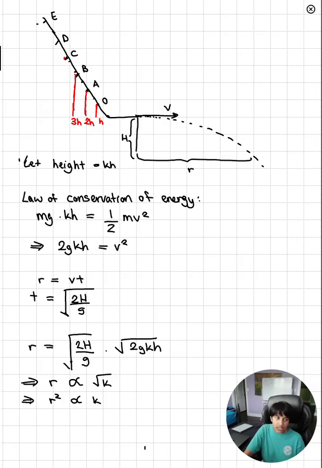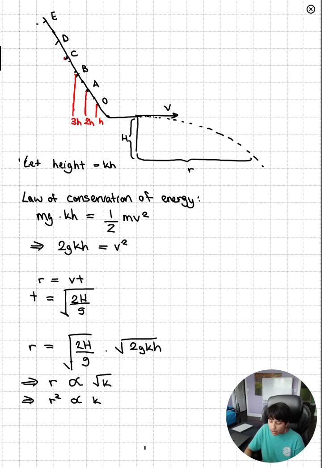Okay, so since it's at a height kh at the beginning, its original potential energy would be equal to mg times kh. Meanwhile, its kinetic energy would be equal to half mv squared, where v is the velocity when the ball is leaving the ramp, as in when it's flying off. Notice that it's perfectly horizontal, which will play an important role later in the problem. So when we analyze this equation, we get that 2gkh equals v squared.